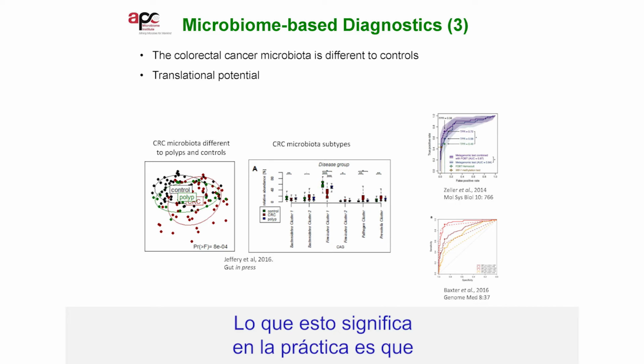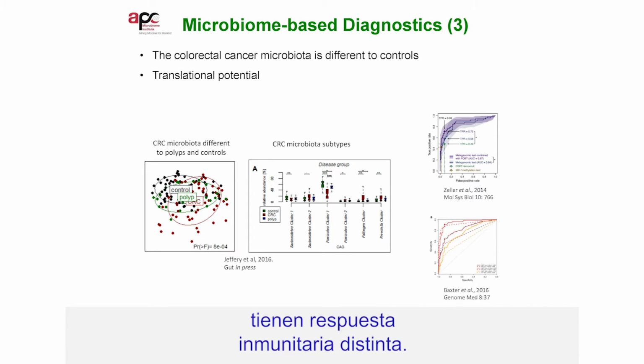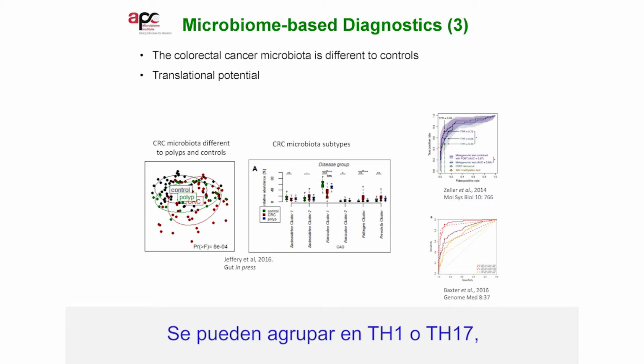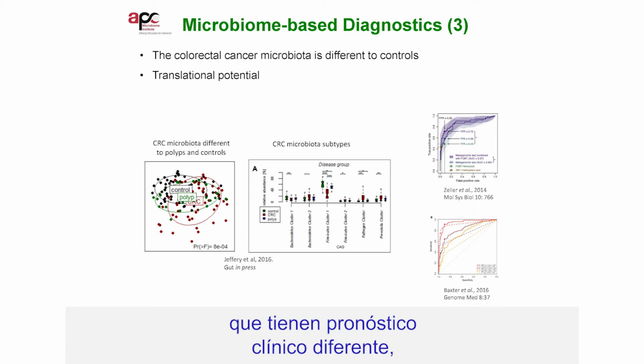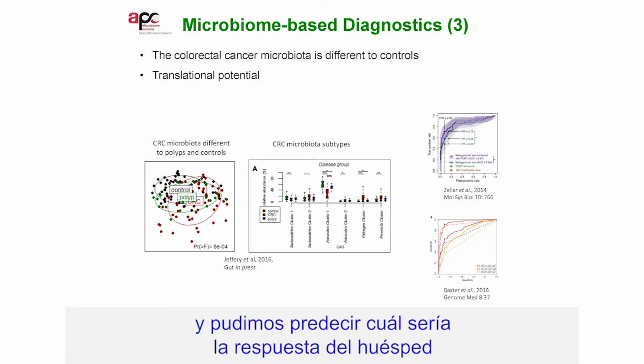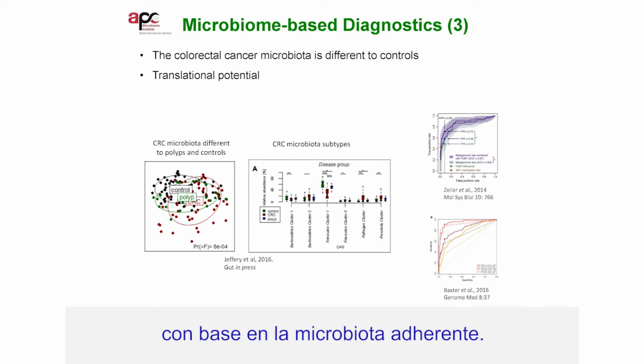So what that means in practice is that different colorectal cancer patients have different immune responses. They're crudely grouped into Th1 or Th17, and they've got much different clinical prognoses. And we were able to predict what the host response would be based on the adherent microbiota.